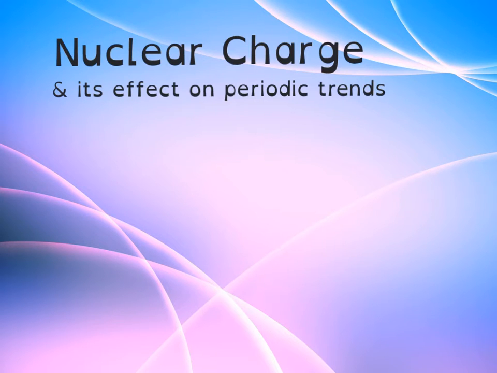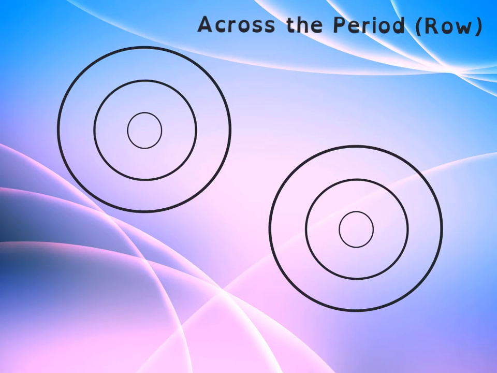This presentation is on nuclear charge, and we're going to figure out what nuclear charge is and then what its effect on the various periodic trends will be, both across the table and down the table. All right, so to look at the trend for nuclear charge across a period, so across a row, we're going to first look at a model for lithium.